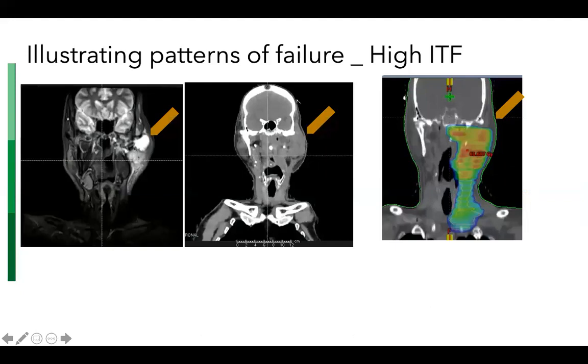So now coming to illustrating the patterns of failure. Now we've understood how these patients fail, and I'll just show you a few pictures. So this is a high ITF failure. As you can understand, in the proton center we are in a position where we are seeing a great number of recurrent lesions, and it has helped us build a kind of small album. So this is the site of failure. Now this patient has received dose to the ITF, to the masticator space, but not to the high ITF. And this is where he has failed.